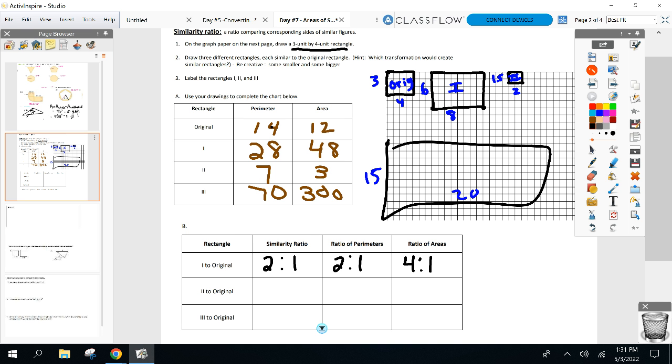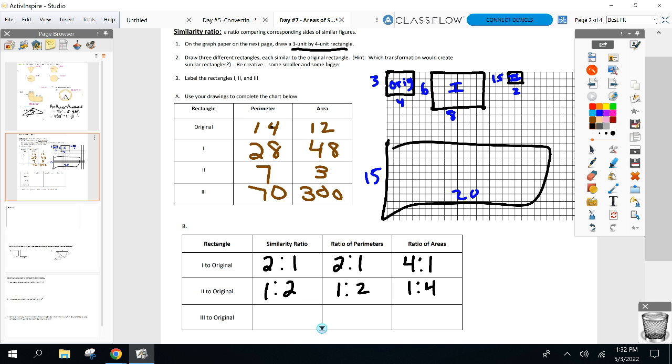Next, now compare rectangle 2 to the original. What's my similarity ratio? 2 to 4, 1.5 to 3. Both reduce down to what now? 1 to 2. Look at your table. Compare the perimeters of rectangle 2 to the original. 7 to 14. What's it reduced down to? 1 to 2. Ooh, how about the area? Not 1 to 2, but 3 to 12. 1 to 4.